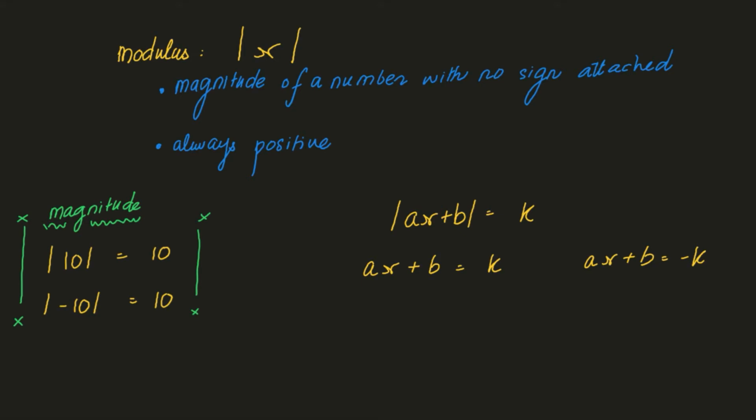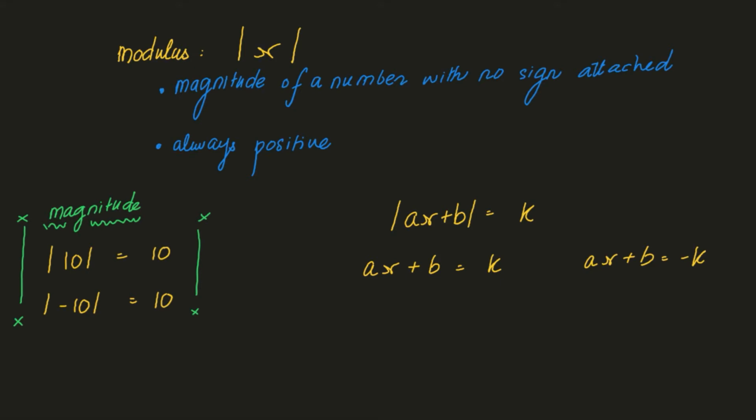So here you can see an equation that's written: modulus of ax plus b is equal to k. Now we know that when there's this modulus sign attached, we cannot have minus k. There is only k. However, when we remove the modulus sign, now there are two possibilities. k is either positive or k is negative. Why could k be negative? k could be negative because the modulus is always positive. So even if you have minus k, modulus of ax plus b equals k will still hold true.